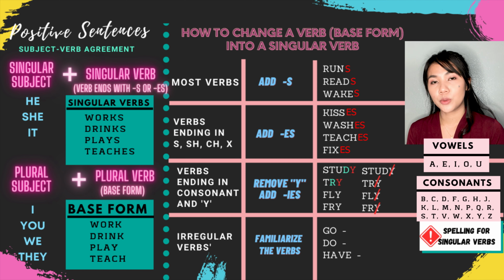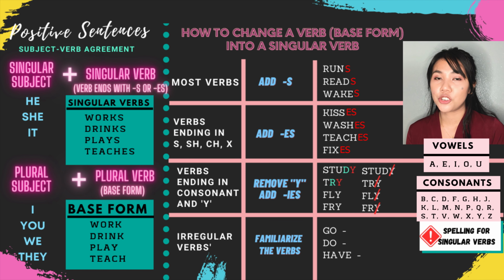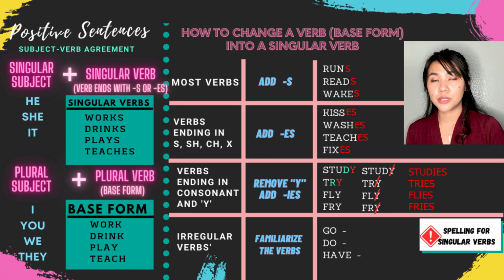So here in the word try, we have a Y, and before that is a consonant, R. So what happens in those cases? We need to drop the last Y, and we need to add I-ES. So study becomes studies. Try becomes tries. Fly, flies. Fry, fries.